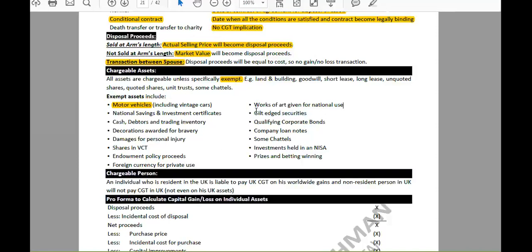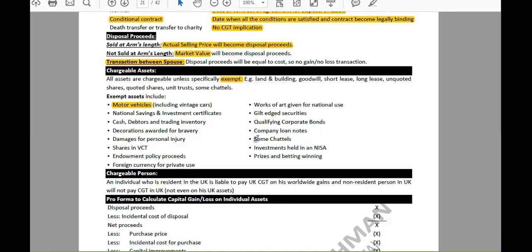So there are different types of bonds. This is almost similar to premium bonds. This is a type of debt, these are exempt. Qualifying corporate bonds, once again these are bonds, these are exempt. Company loan notes, once again a type of debt, exempt. So please remember, all types of investments in debt instruments are exempt. Either these are bonds, or some type of certificate, or loan notes or debentures. So all types of investment in debt instruments are exempt in the capital gains tax.